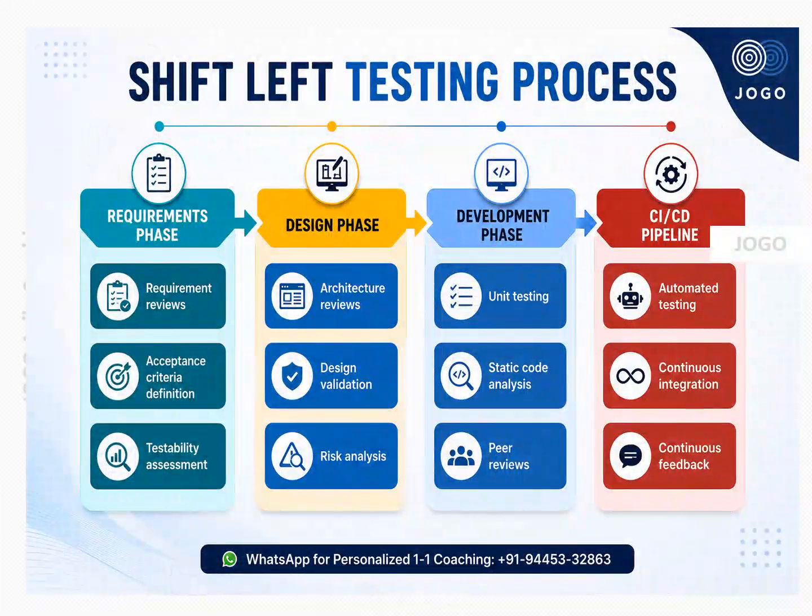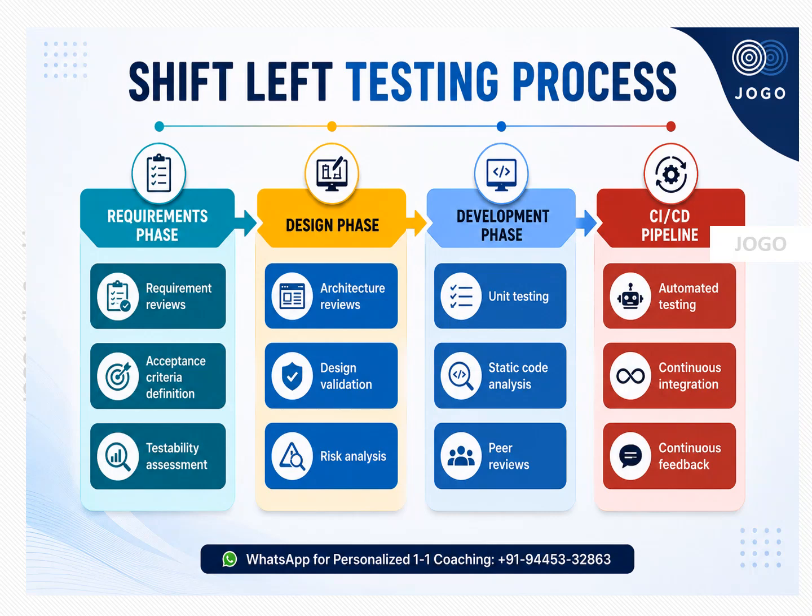Now let us understand the process followed in shift left testing. It is followed in 4 phases: requirement phase, design phase and development phase, along with the CI/CD pipeline. In the requirement phase, requirements will be reviewed, acceptance criteria will be defined, and a testability assessment will be done. What type of testing we need to do, what tools, all those things will be defined in the requirement phase. This is the first set of the process.